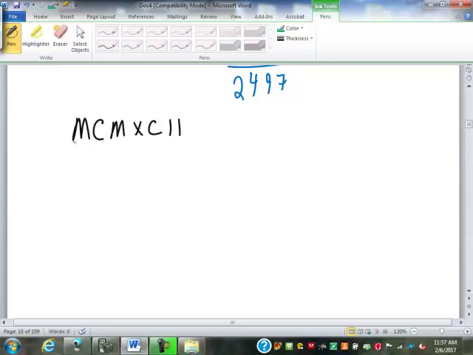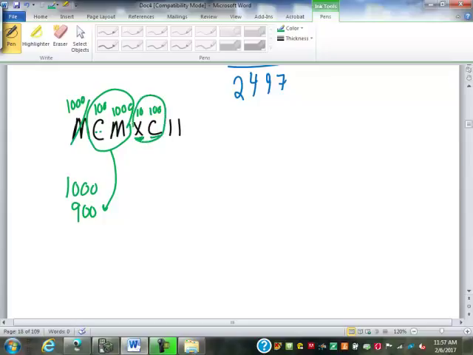Okay, so M is 1,000, C is 100. So that M is safe to write down. It is not smaller than the digit that comes after it. C is 100, this M is 1,000. So again, the C is smaller than the digit that comes after it, so we have to combine those. 100 from 1,000 is 900. X is 10, C is 100. So again, the X is smaller than the digit that comes after it, so we combine those. 10 from 100 is 90. Then I and I is 1 and 1, or 2. That is 1992 would be the date that that is expressing.